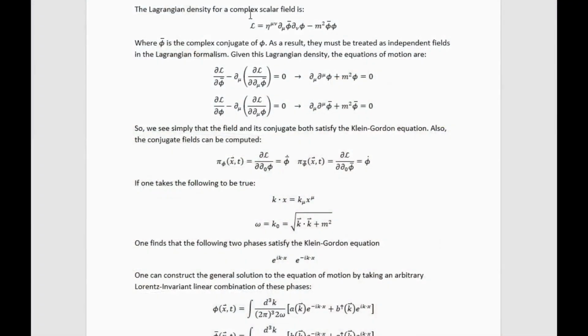The Lagrangian density for a complex scalar field is given here, where phi bar is the complex conjugate of phi. As a result, they must be treated as independent fields in the Lagrangian formalism. Given this Lagrangian density, the equations of motion are these. So we see simply that both the field and its complex conjugate satisfy the Klein-Gordon equation.